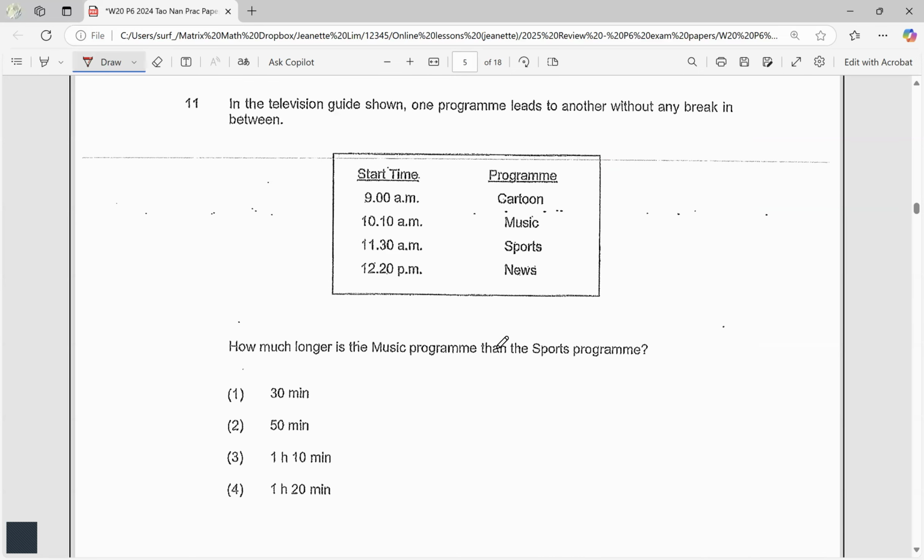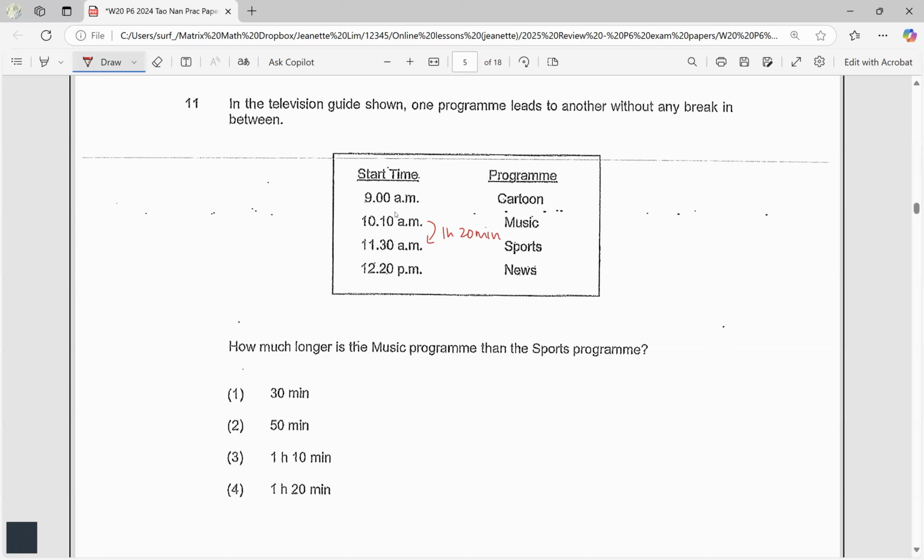Question 11. In a television guide shown, one program leads to another without any break in between. So how much longer is the music program than the sports program? Okay, what they show is they are showing all the start times, and they didn't show the duration, so you have to calculate the duration because we are comparing the duration of the programs. So comparing music and sports, music starts at 10 a.m. and it ends at 11:30 a.m. So from here to here, right, this is 1 hour, 20 minutes. This is for the music program.